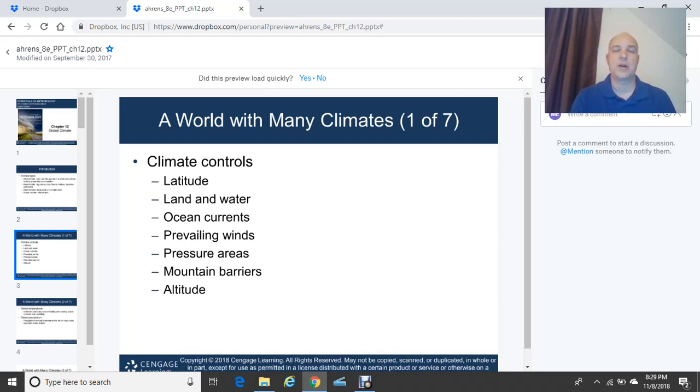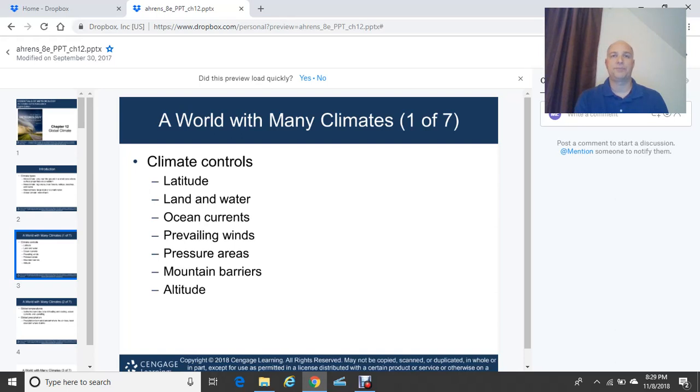Pressure areas, pretty self-explanatory. Do you live near an area that typically receives lower pressure or higher pressure? And this is on a global scale now. If you live near the equatorial areas of the world, you're going to have a lot of rising air, hot, humid, moist air, and it's typically dominated by lower pressure and thunderstorms at certain times of the year.